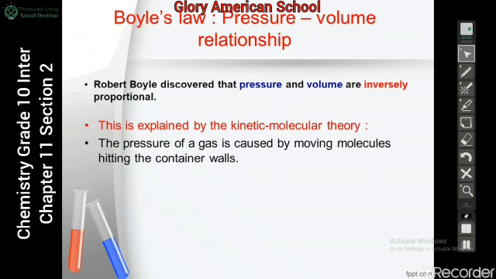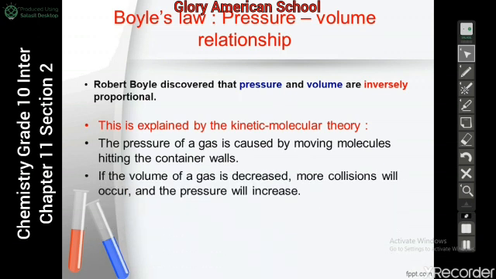As we said before, the gas molecules are in constant motion, and as they move, they collide with each other and with the container walls. So when they collide with the container walls, this is the pressure. If we decrease the volume, the space which the particles are in, the particles will be closer together, and this means more collisions between the particles. So the pressure will increase.